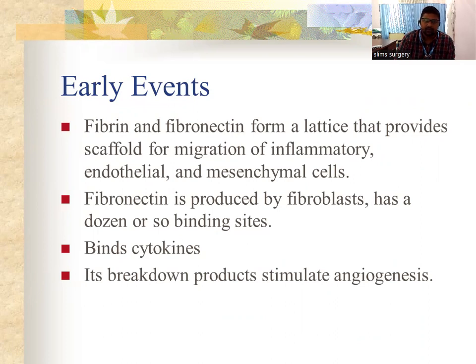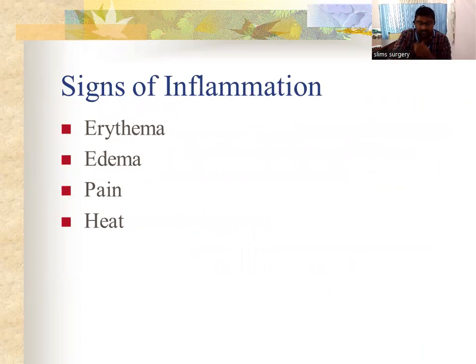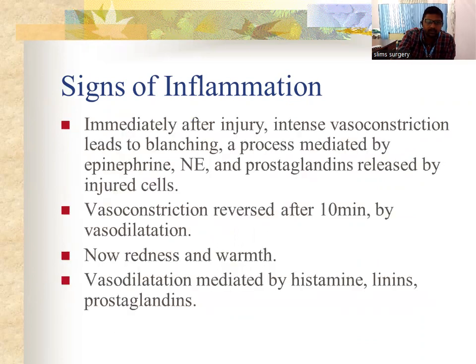This indirectly will trigger the cytokines. So there forms your angiogenesis process. So what are the signs of inflammation? There are signs: erythema, edema, pain, and heat. So rubor, tumor, calor, dolor; this you should definitely know, the signs of inflammation.